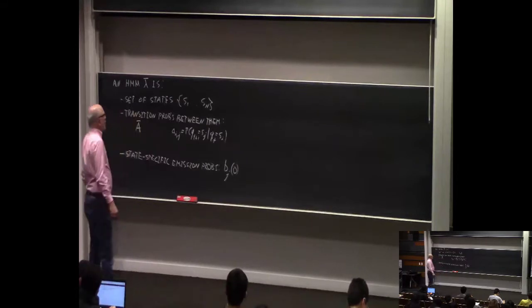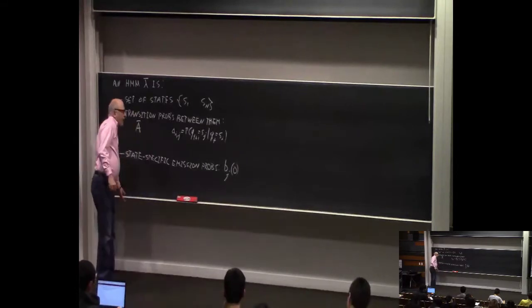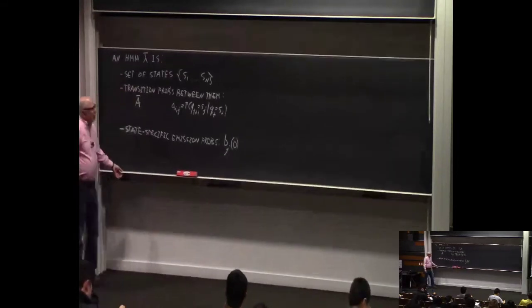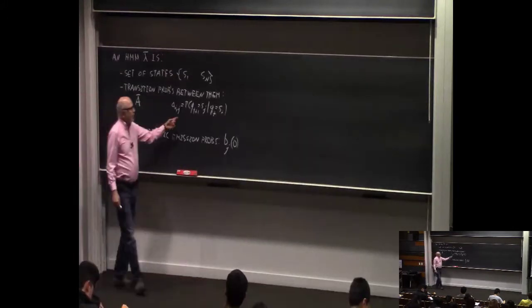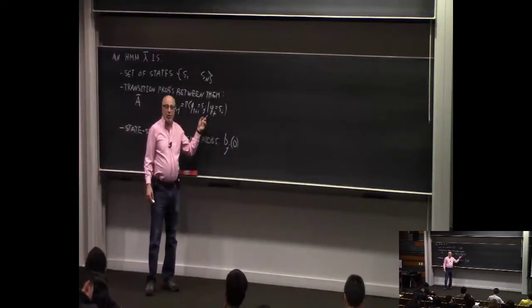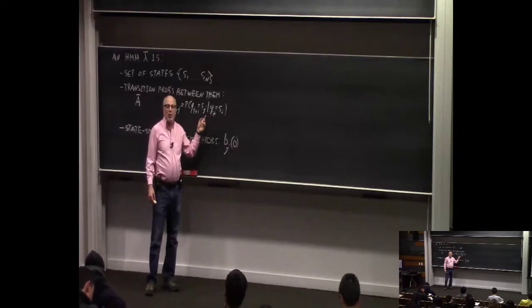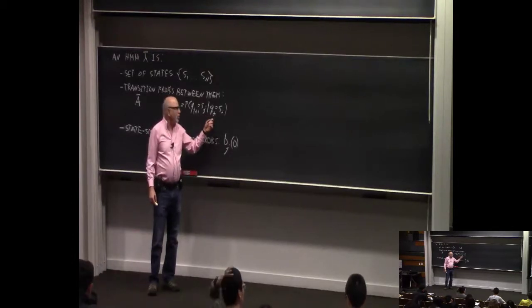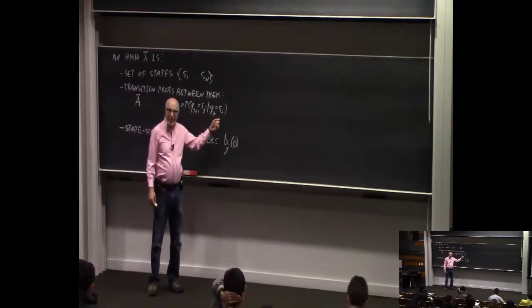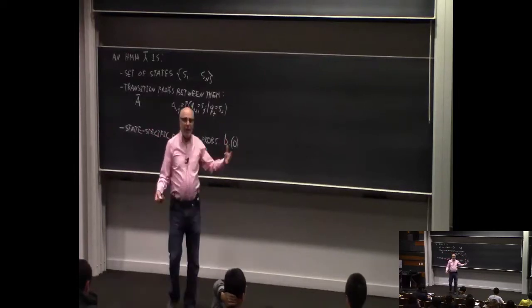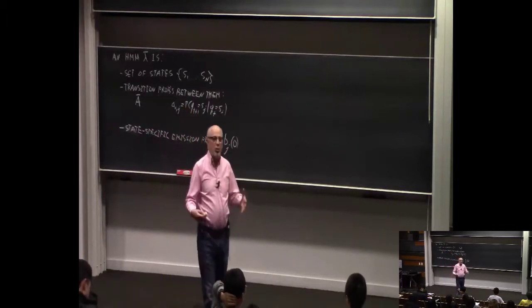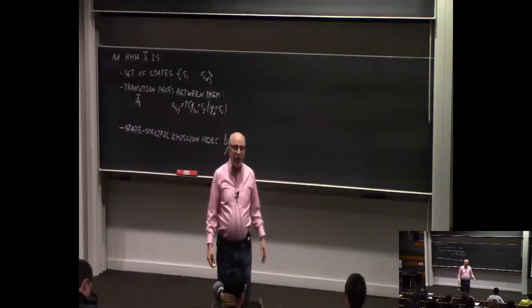And then it relies on the first order Markov property, that the probability of the next state depends only on the previous state. So this is why we can capture the entire stochastic rule with these probabilities.